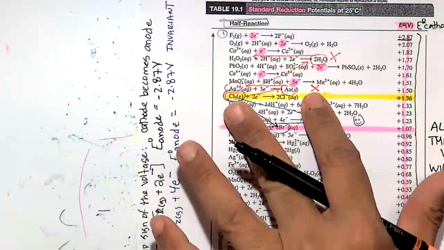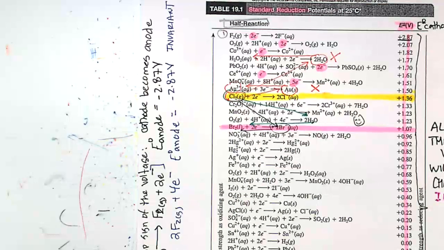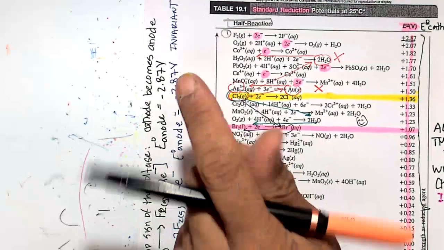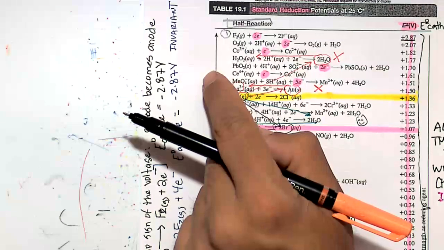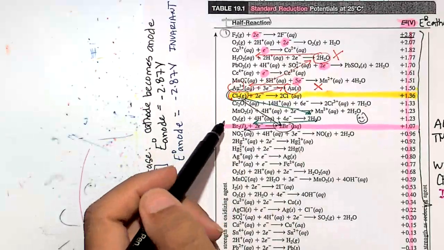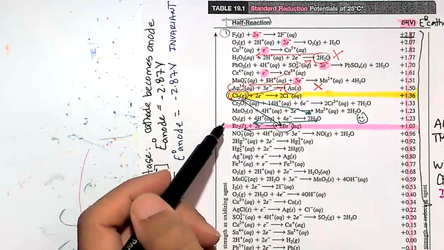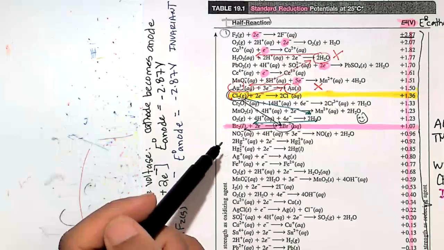Then how do you get a positive voltage? You flip the one you choose and keep the one above the same. Okay? So anything above it, you flip the one you chose and keep the one the same. You keep it reduced, but you oxidize the one you chose. What if it's below the one you choose? Flip it. These are the only two scenarios that will give you a positive voltage.